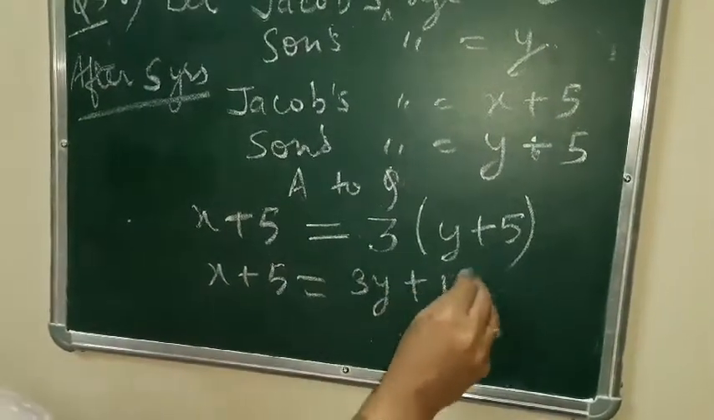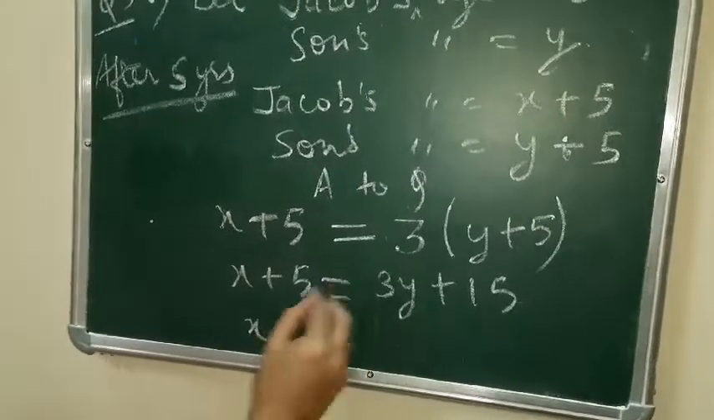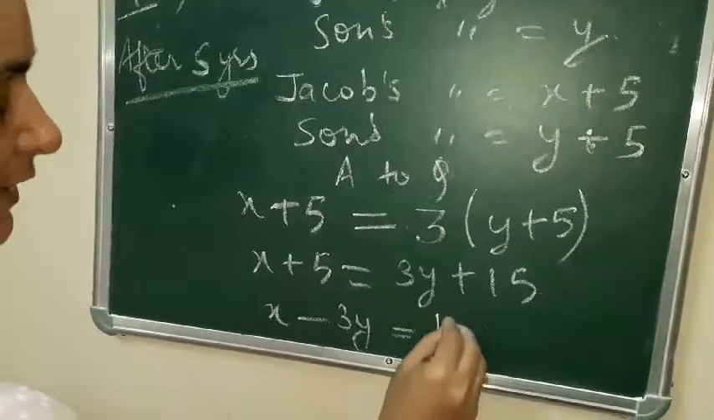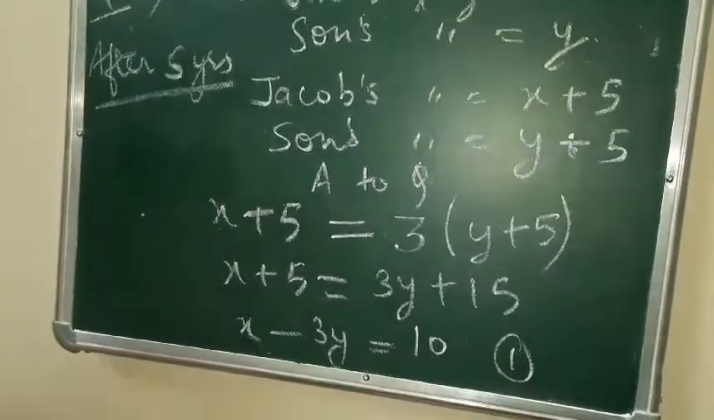x equals 3y plus 15. x, 3y will be shifted here with negative sign. 5 will go there, 15 minus 5, 10. So x minus 3y equals 10. This is my first equation.